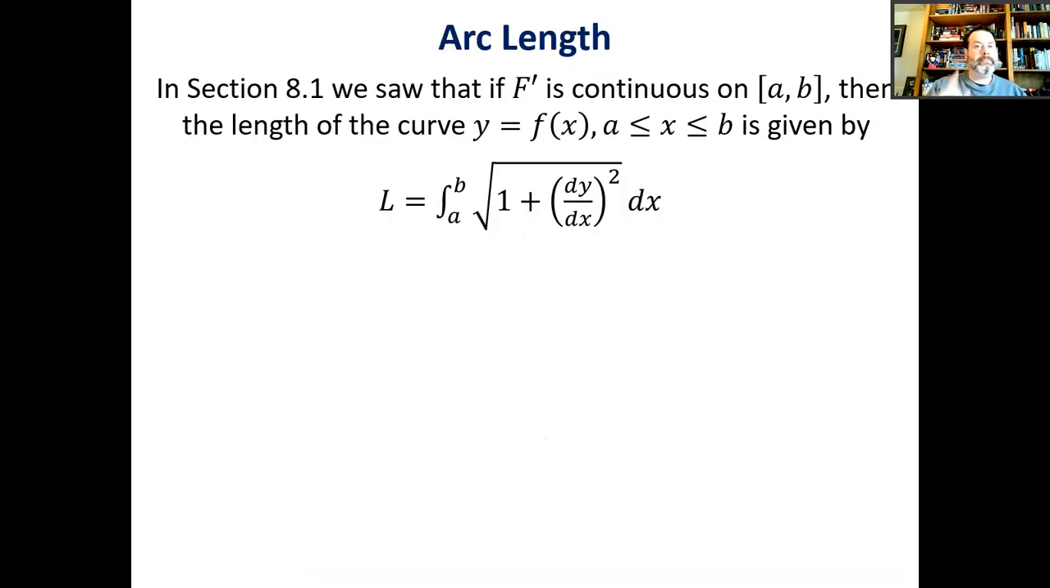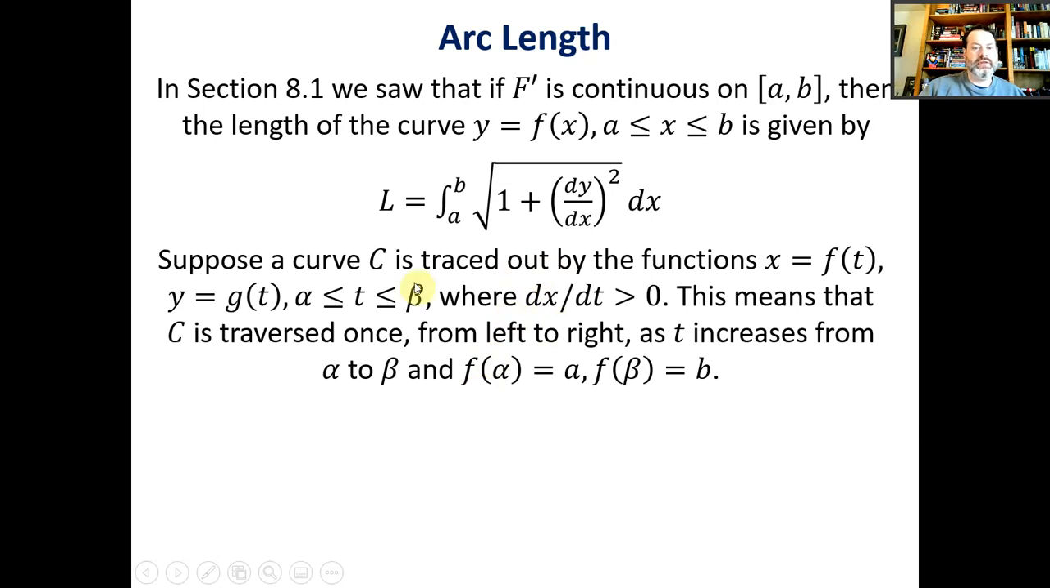Okay, now we're going to look at arc length. So in section 8.1, we saw that if capital F prime is continuous on an interval, then the length of the curve was given by this. Well, we can always just substitute in x equals f of t, y equals g of t. And what we get is a chain rule thing, right? Substitution rule.